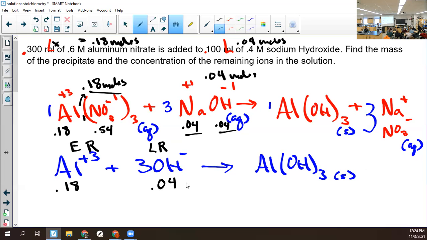Okay, you with me so far? Okay. So we know the amount of precipitate produced is dependent on the amount of limiting reactant. We said that a lot in the last unit. The amount of product depends on the amount of limiting reactant. Now, the amount of aluminum hydroxide produced is equal to 1/3 of 0.04.